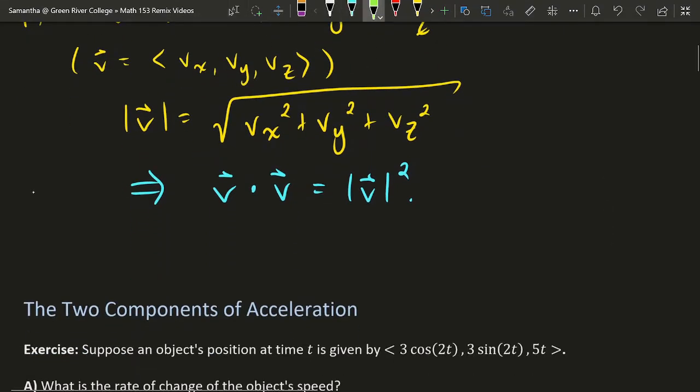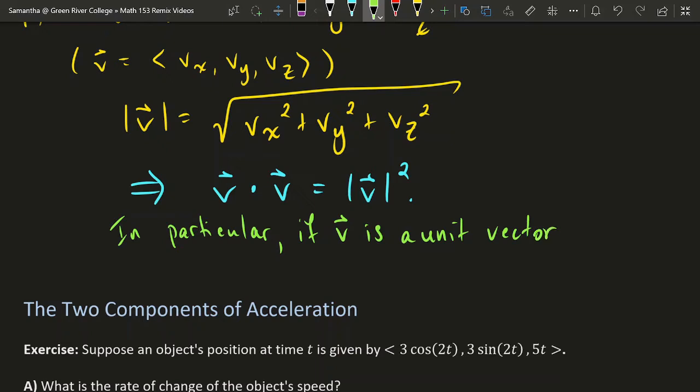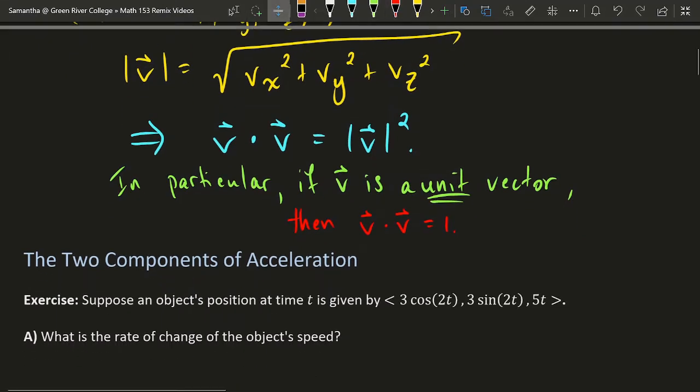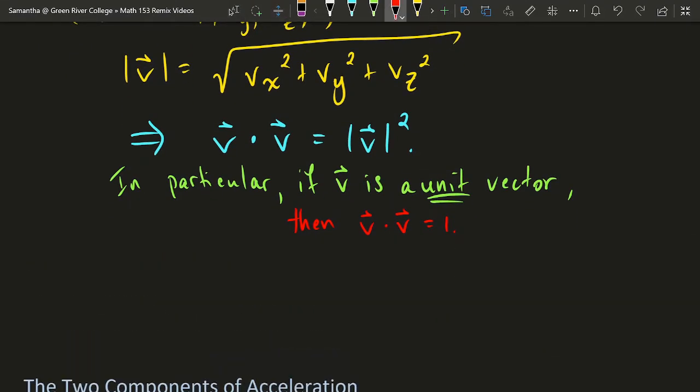And in particular, if your vector v happens to be a unit vector, if its length happens to be 1, then in that particular case, the dot product of a unit vector with itself will always be equal to 1, that length of 1 quantity squared.